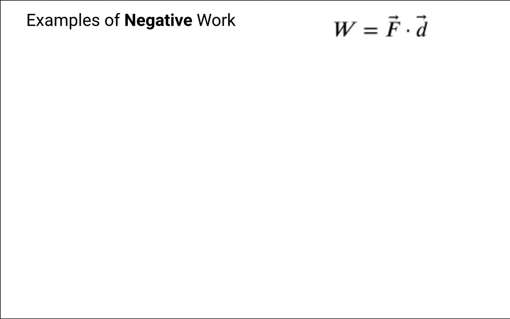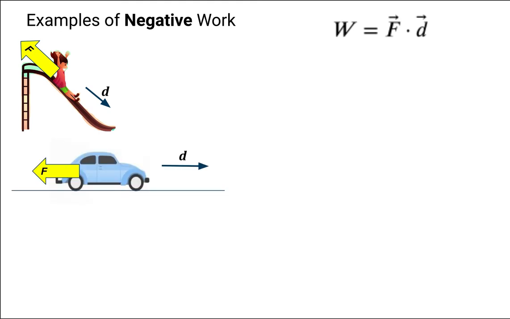So let's look at some examples of negative work. What does that look like? Well, the girl sliding down the slide, she's moving down the slide. Friction would oppose her motion in the other way. Friction would do negative work. It would take energy away from the system.